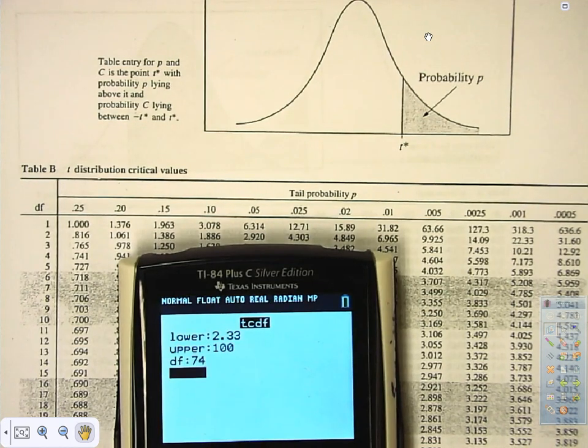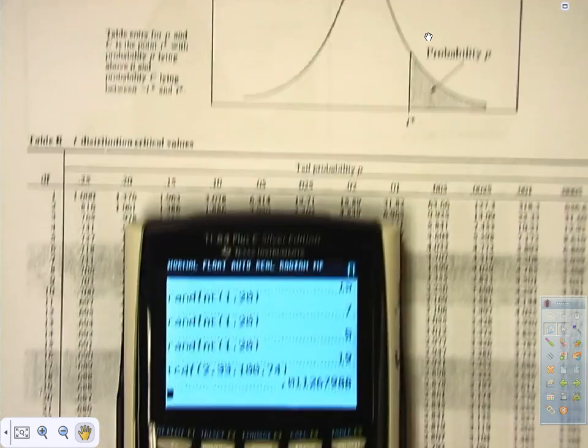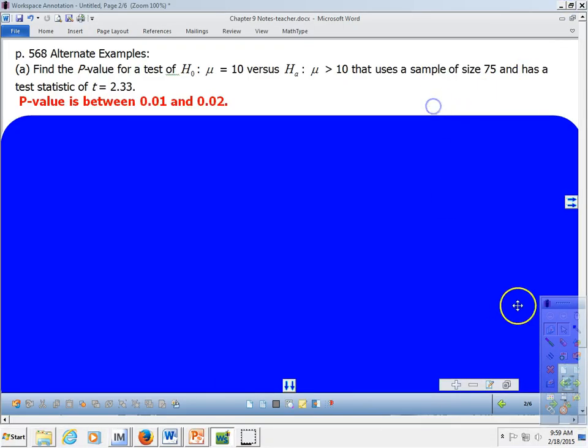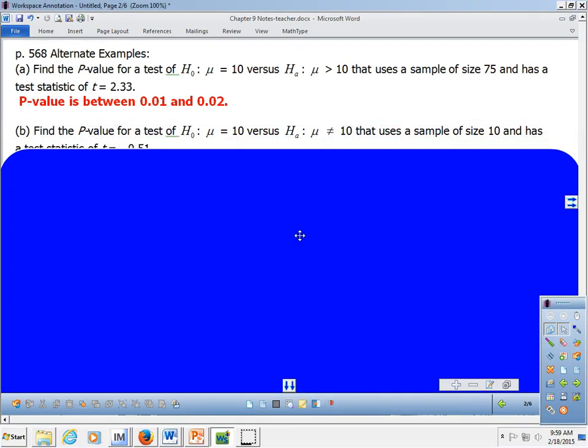Okay? And you hit enter, and there is a more accurate p-value, 0.01127, okay, which is between 0.01 and 0.02, closer to 0.01. Okay, so if you get comfortable enough with your calculator, then you can start reporting p-values a lot more accurately. All right, so let's try this again.